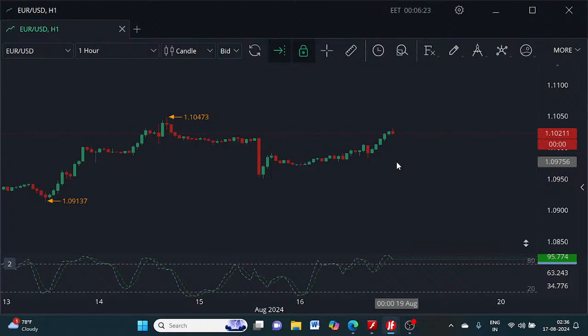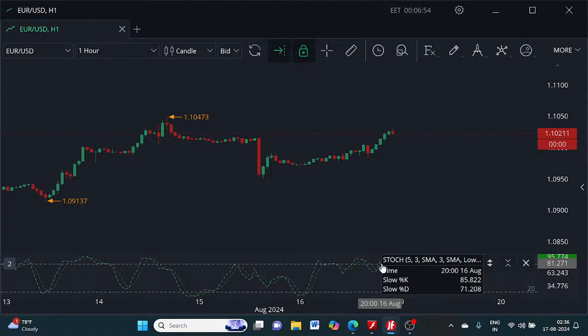For Euro USD, if you want to use the stochastic, there are multiple ways. The very well known way to use it is to simply look at the crossover between the percent %K and percent %D lines. Usually we see these crossovers happening quite fast. As I said earlier, it is a responsive indicator and it doesn't really experience much lag in the output.